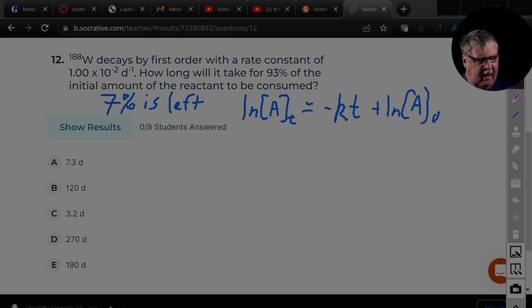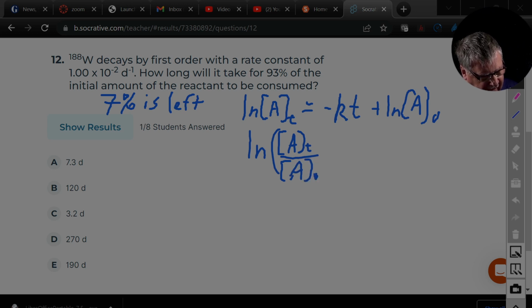You'll see this form of this equation in the back of the exam. There's another one that you could just as easily use, which is this one. The natural log of the ratio of the concentration at time t with respect to the starting concentration is equal to negative k times t. It's just rearranging the equation on top. They'll both work for this.